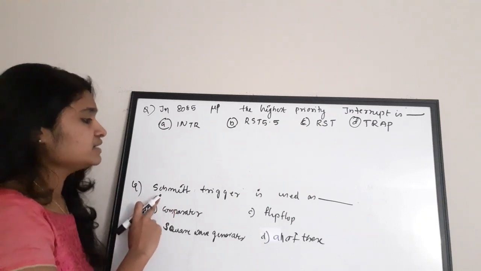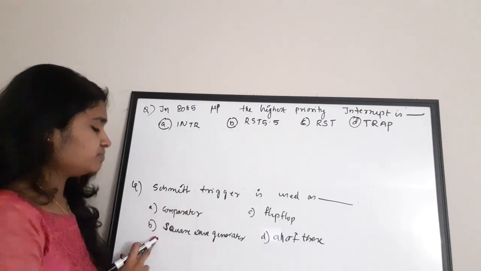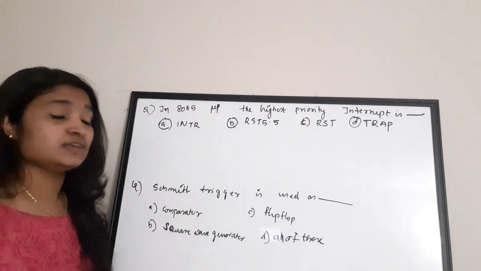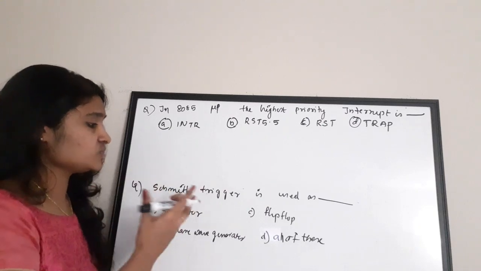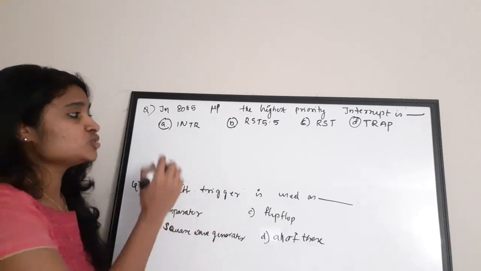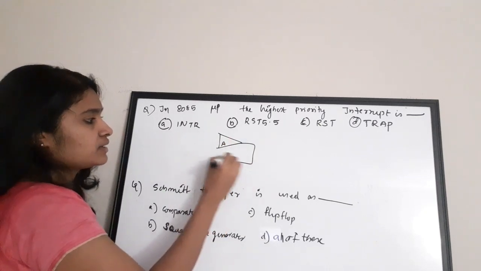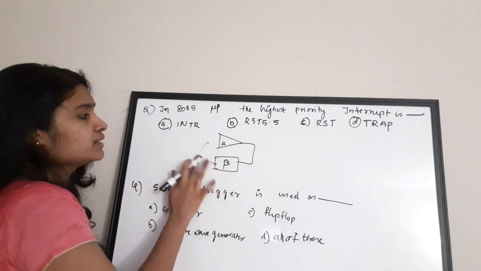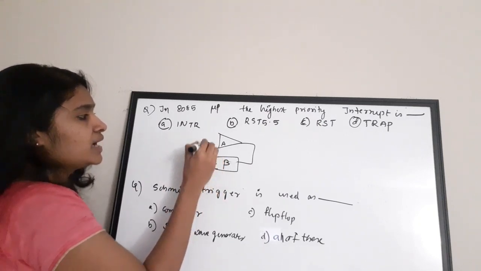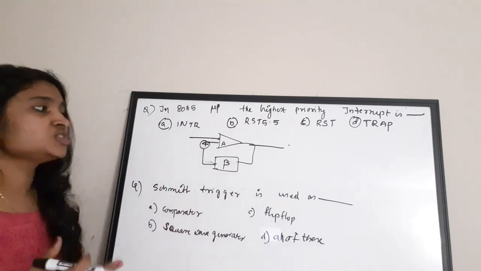Anyway, next question. Schmitt trigger is used as dash. A, comparator. B, square wave generator. C, flip-flop. And D, all of this. Schmitt trigger is actually an amplifier with a positive feedback. So this is a feedback and it is a positive feedback connected to the amplifier. Okay. So this is the structure of a Schmitt trigger.